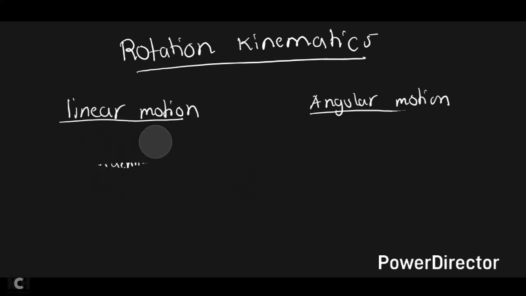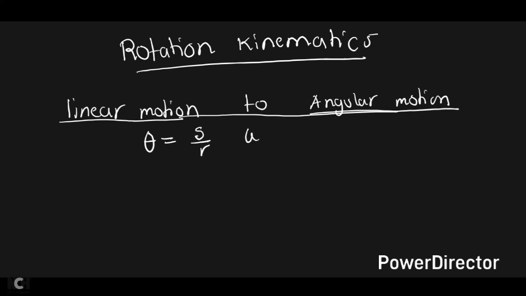So now we are converting from linear to angular. So we're converting from linear to what? Angular. In this situation, we say theta is equal to displacement over radius. How about the other one? It's our omega, velocity over radius. How about the other one? We have alpha is equal to acceleration over radius.